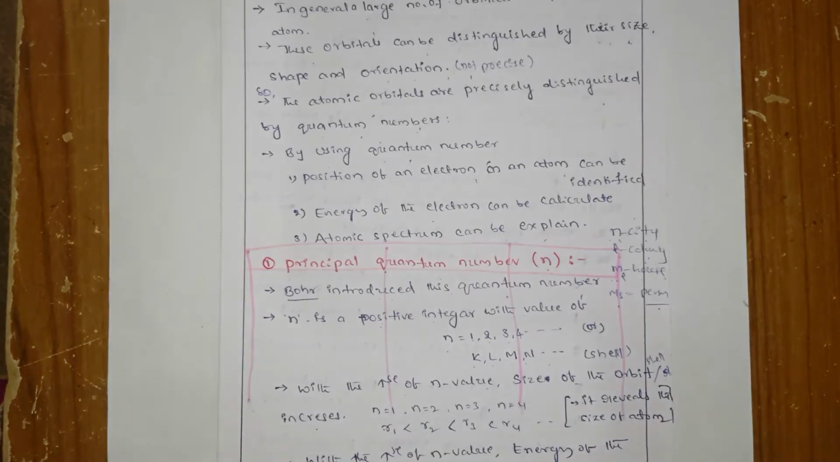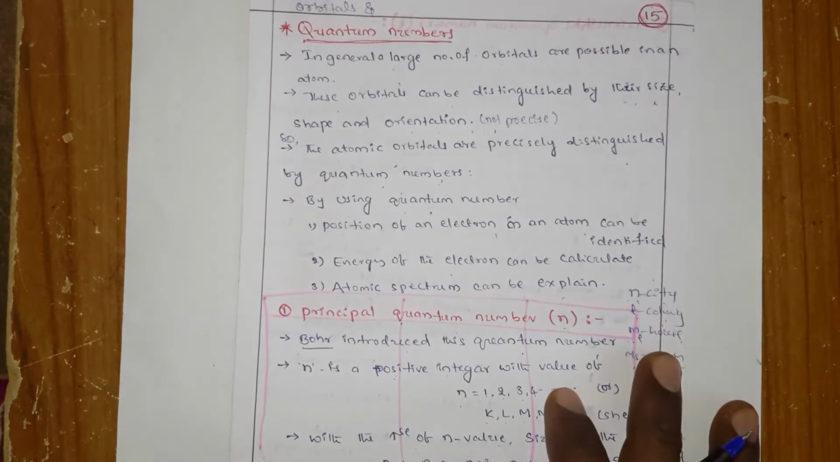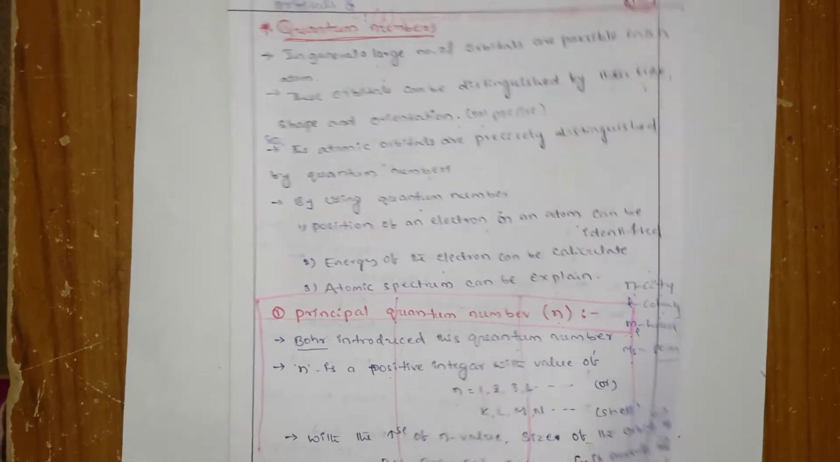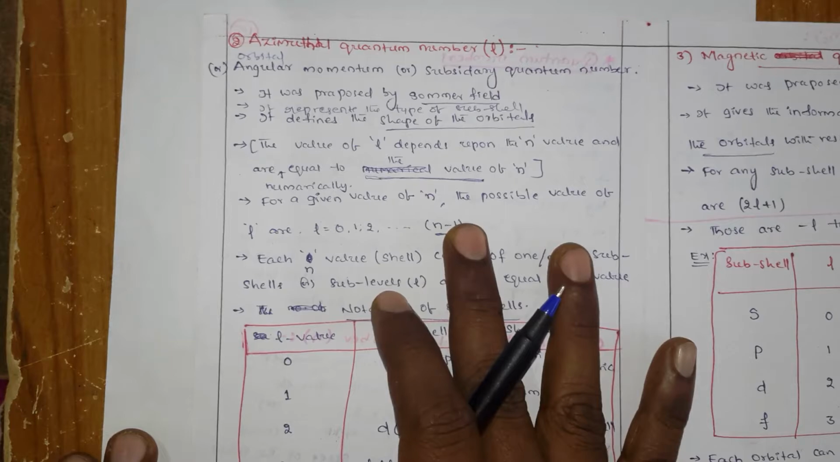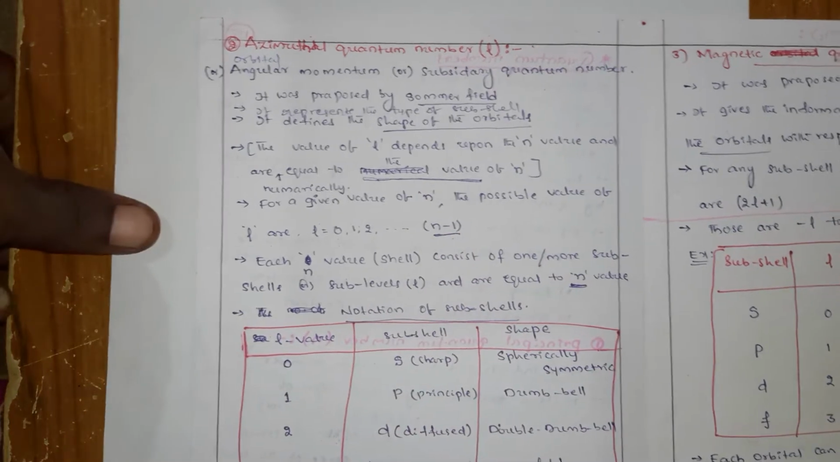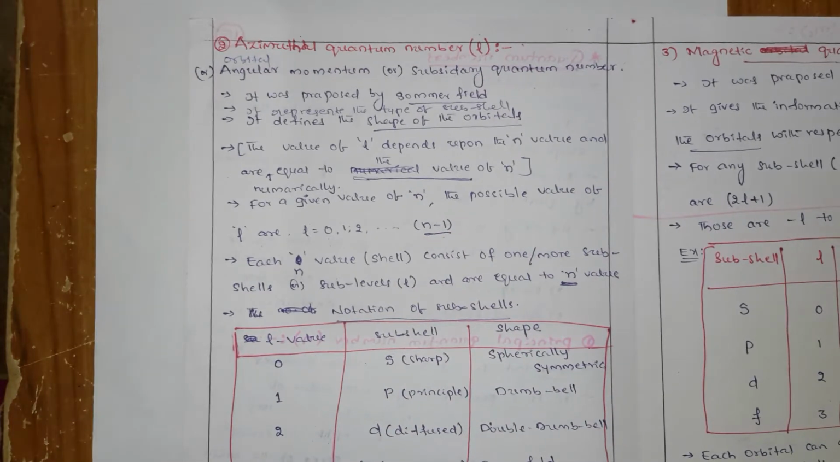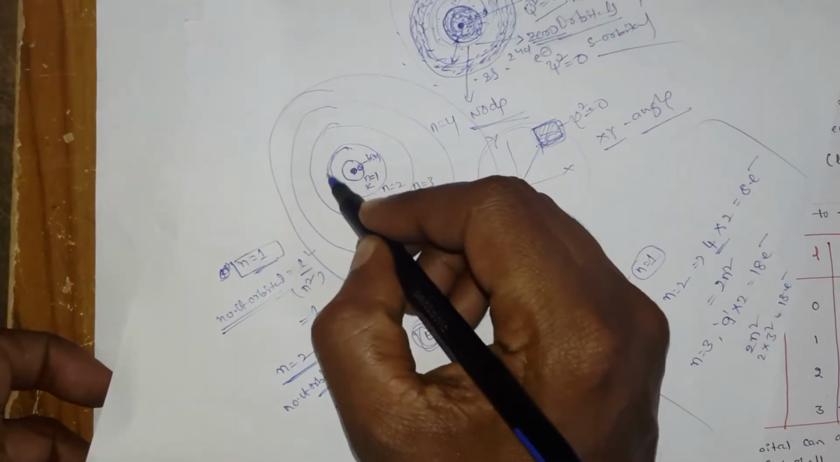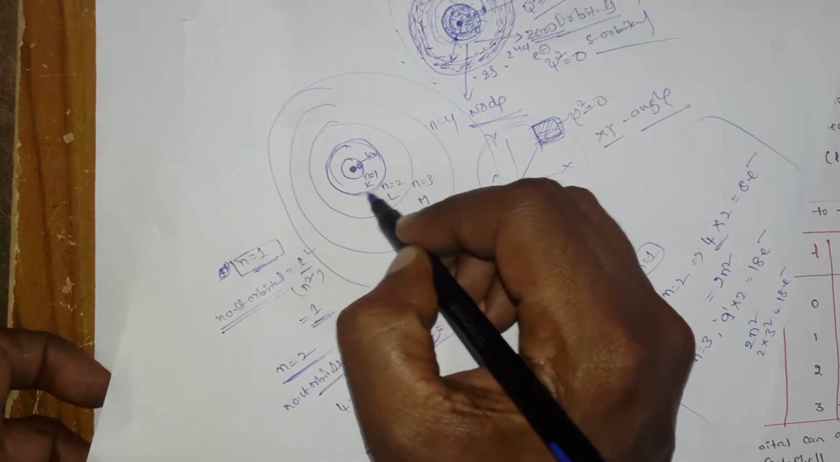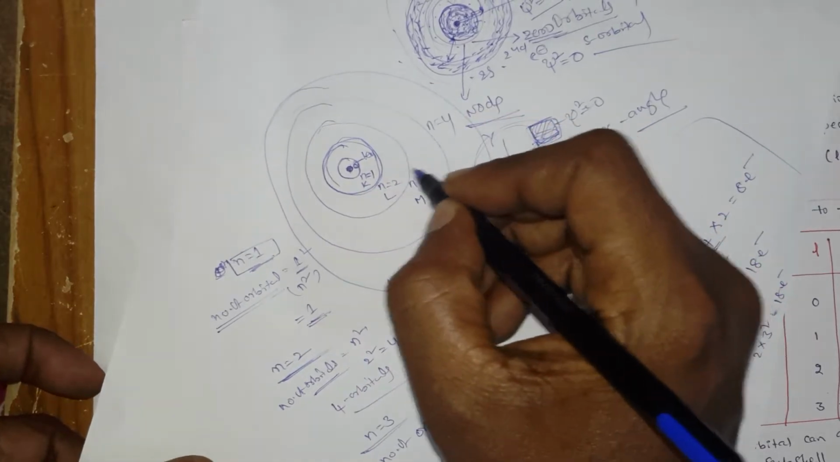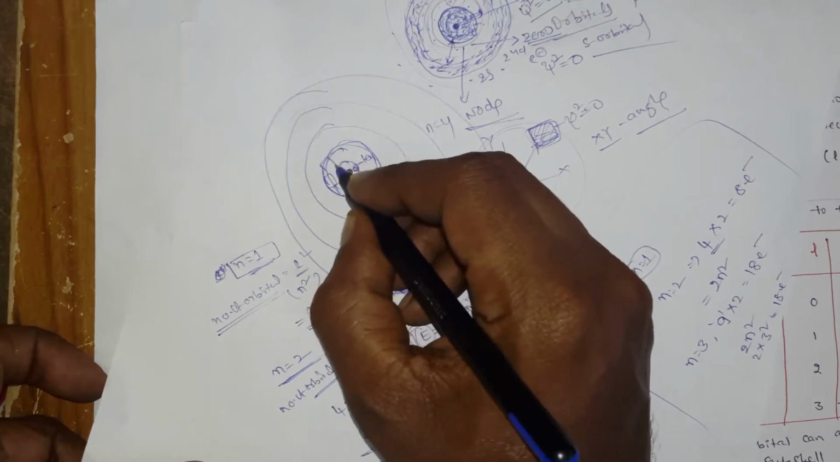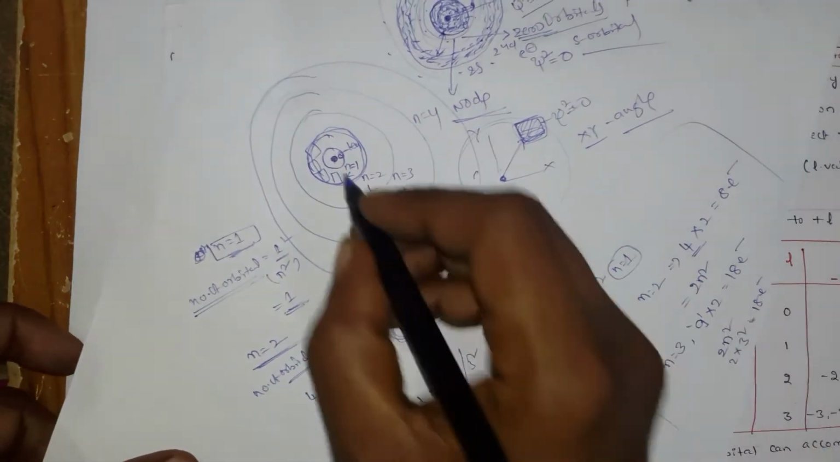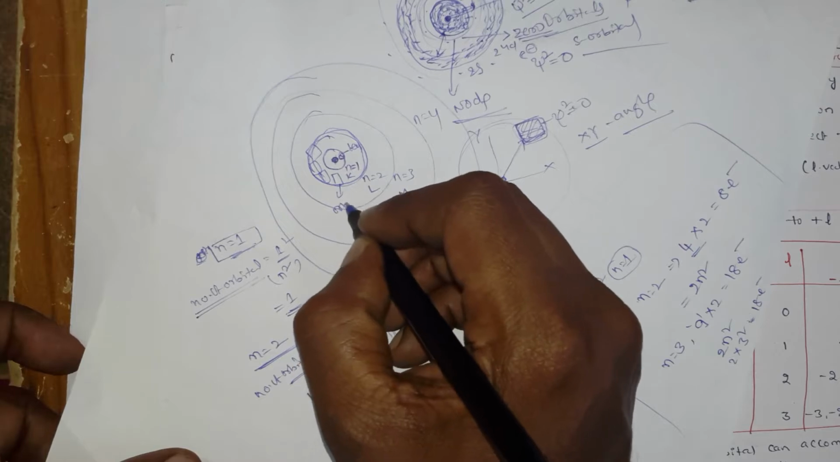So hello students, in the previous lecture we discussed the principal quantum number, and next one is the azimuthal quantum number. The azimuthal quantum number: this is the principal shell, and in this shell again there are subparts. What are the parts? Those are nothing but the orbitals.